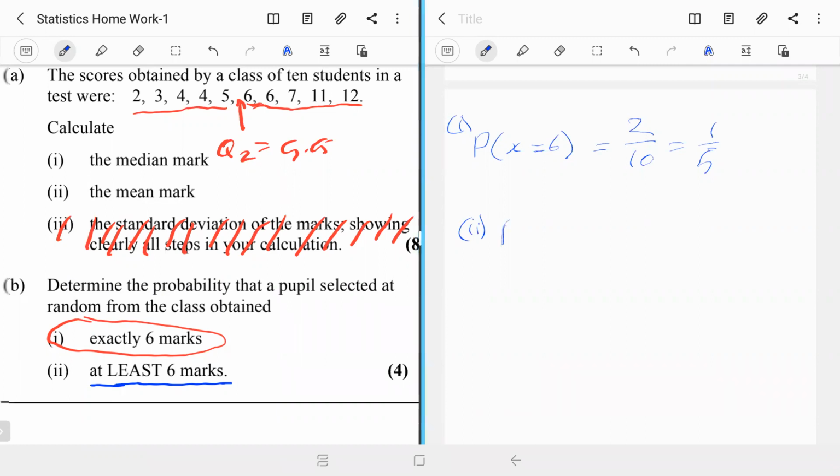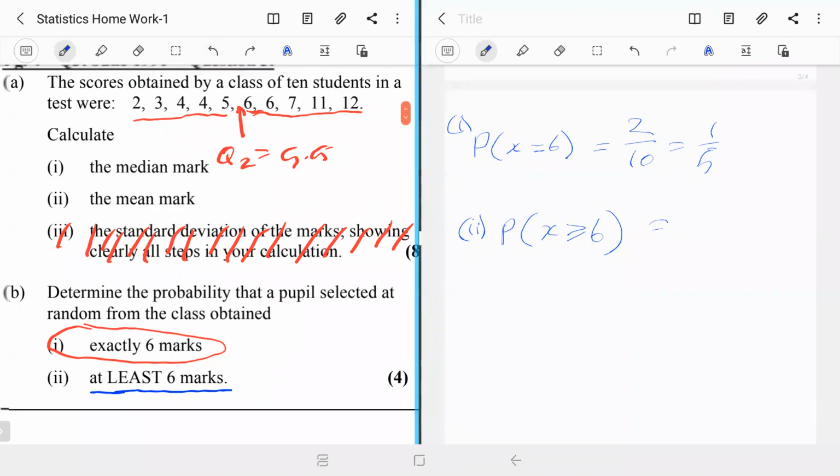So what we're saying is the probability that the score is greater than or equal to 6. Based on the data up here, what would that be? 5 out of 10, because there are 5 values that are greater than or equal to 6, and there are 10 total values. So that's 5 out of 10, which is equal to a half. All right, and that's that.